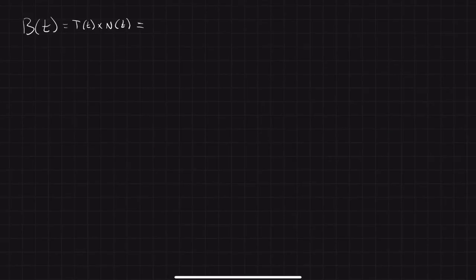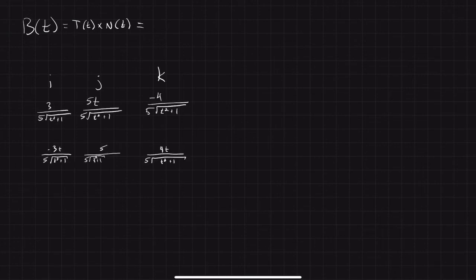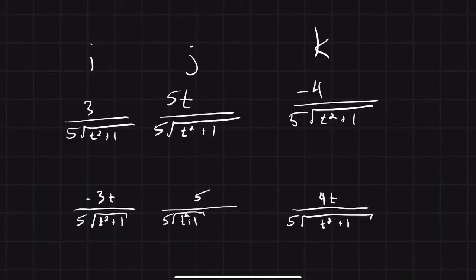Now here comes the fun part, finding the binormal vector. We have to take the cross product of T and N. To find a cross product, just create a matrix. The first row is i, j, k, the second row is T of t, and the third row is N of t. This is one ugly looking matrix. We have not found the cross product of anything quite this complicated yet, but it's still doable.